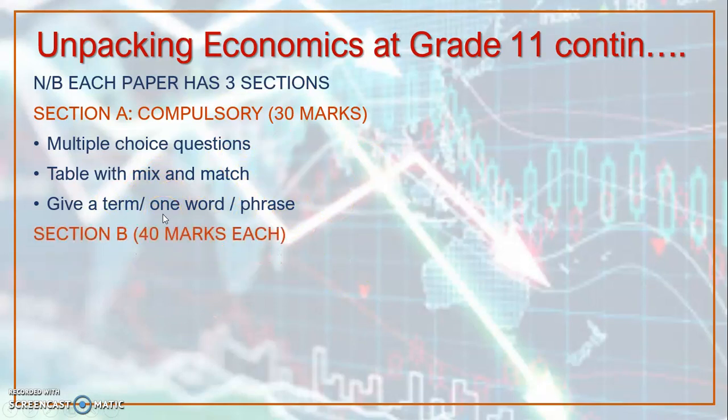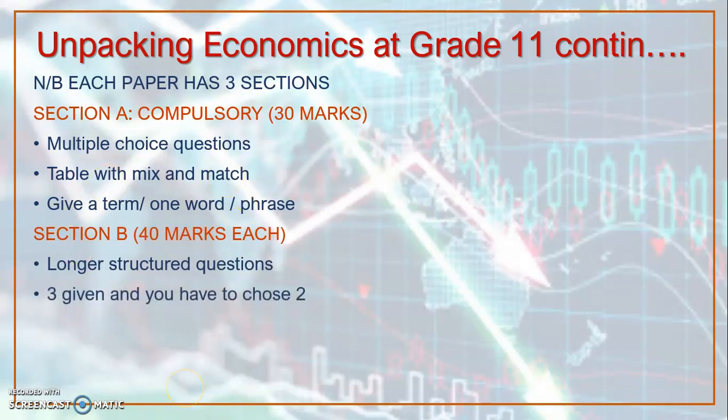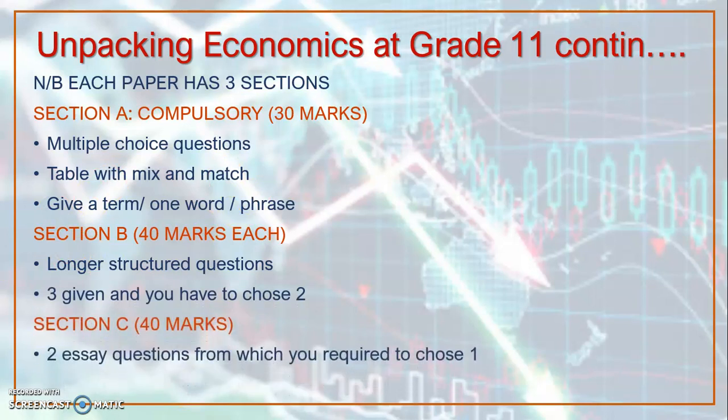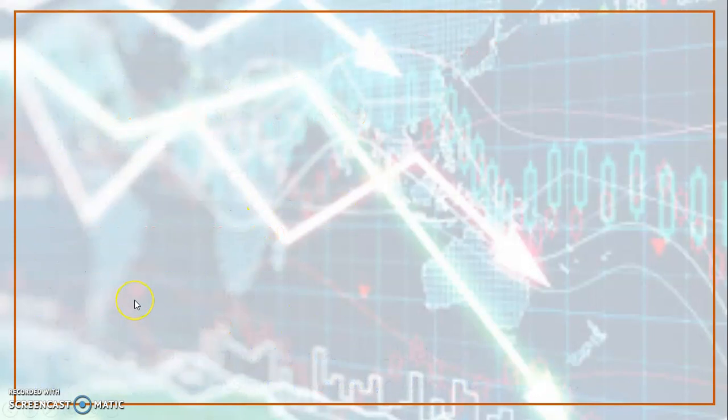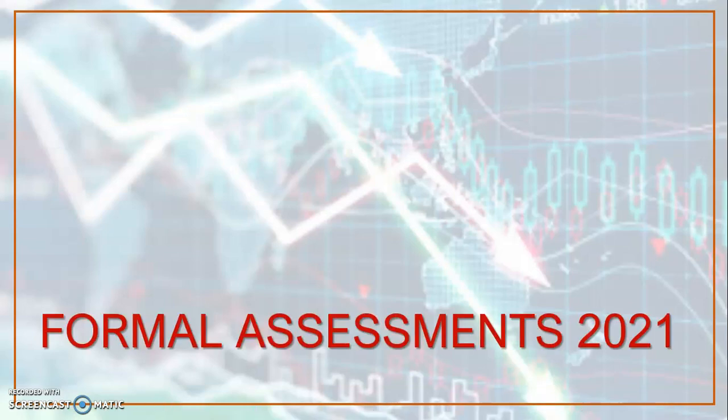Right, let's go to section B. It's the longer structured questions for 40 marks each. Here you are given 3 questions. You are required to answer any 2. Very important there. Then section C, it's our essay, 40 marks. You are given 2 essays. You have to answer 1. Remember your essay should have an introduction, it should have a main body, it should have an additional part, and finally it should have a conclusion. We did essay writing. I did workshop you guys on essay writing last year. I'll still try and do it again this year, but by now you should be comfortable with writing essays.